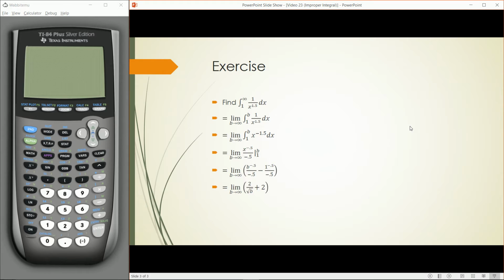So you have 2, which is just a constant out at the end, but then 2 divided by the square root of b. Well, as b is getting bigger and bigger, the square root of b is getting bigger and bigger. And if you're dividing by a larger and larger and larger number, eventually it will go to 0. So this one comes out to 2.